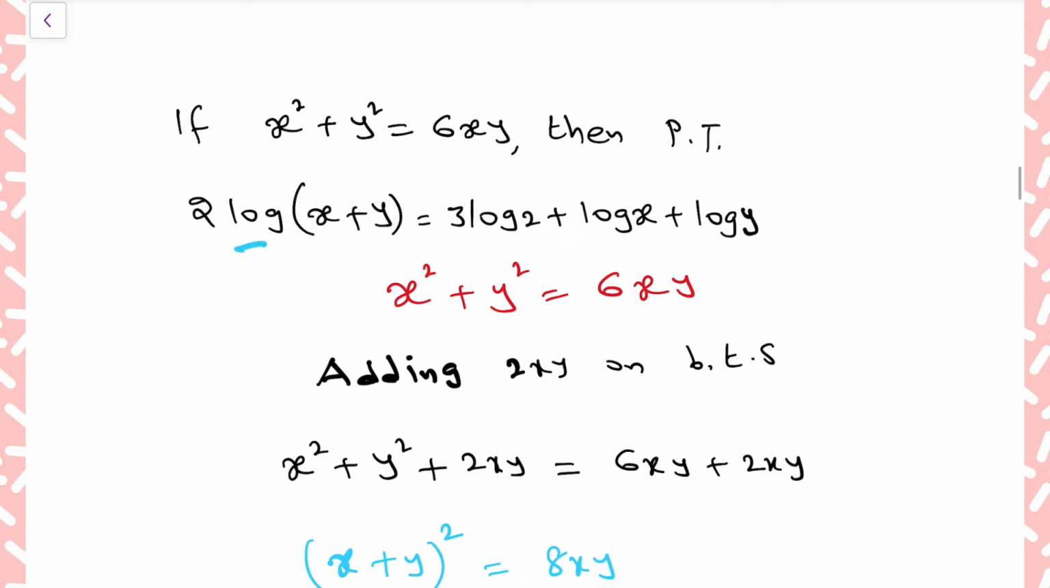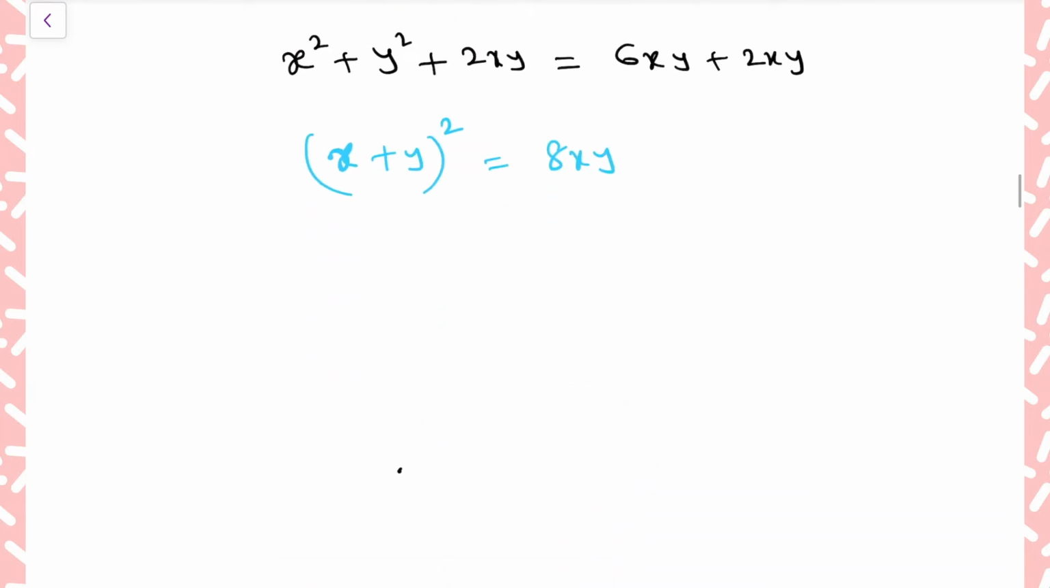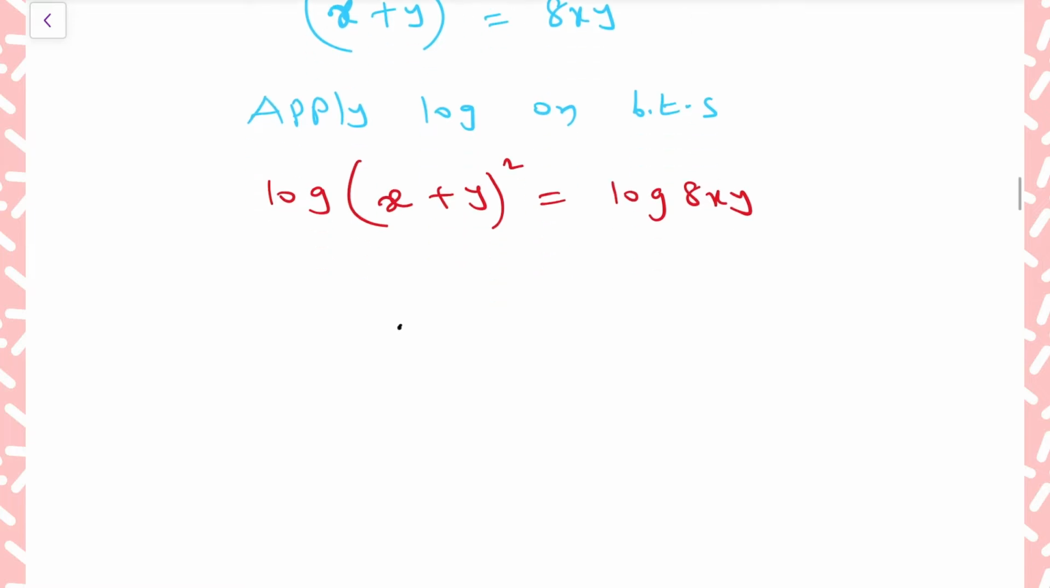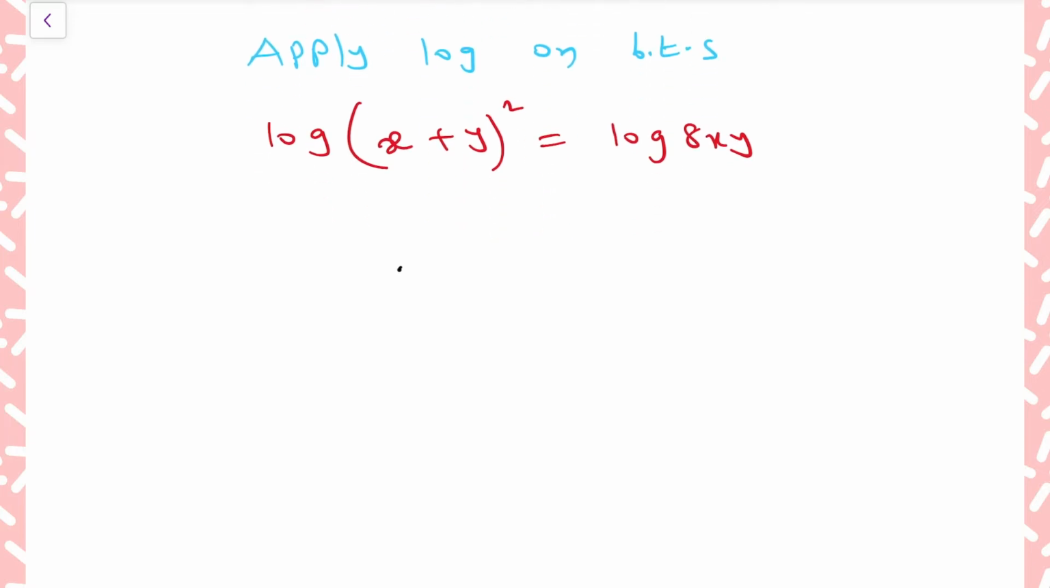Now in the question we have logarithm also, but here we didn't get any logarithm at all, so apply log on both the sides. Log of x plus y whole square equals to log 8xy. In the logarithm, if the power is there for the main number, it will come to the front as it is. So log of x plus y whole square can be written as 2 log of x plus y, which is equals to log 8 into x into y.